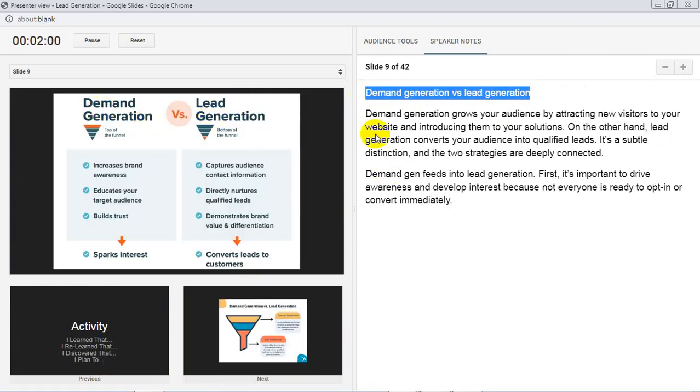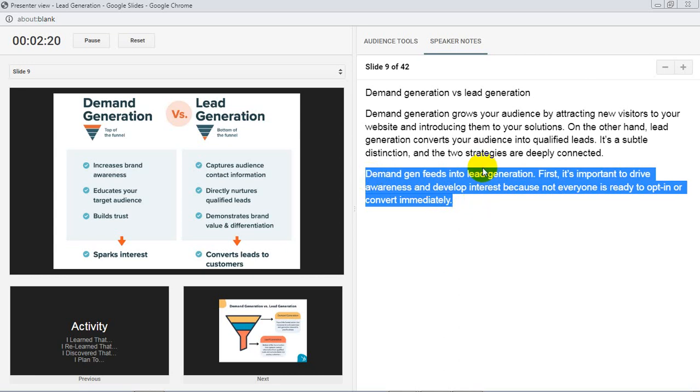Demand generation versus lead generation. Demand generation grows your audience by attracting new visitors to your website and introducing them to your solutions. On the other hand, lead generation converts your audience into qualified leads. It's a subtle distinction, and the two strategies are deeply connected. Demand generation feeds into lead generation. First, it's important to drive awareness and develop interest because not everyone is ready to opt in or convert immediately.